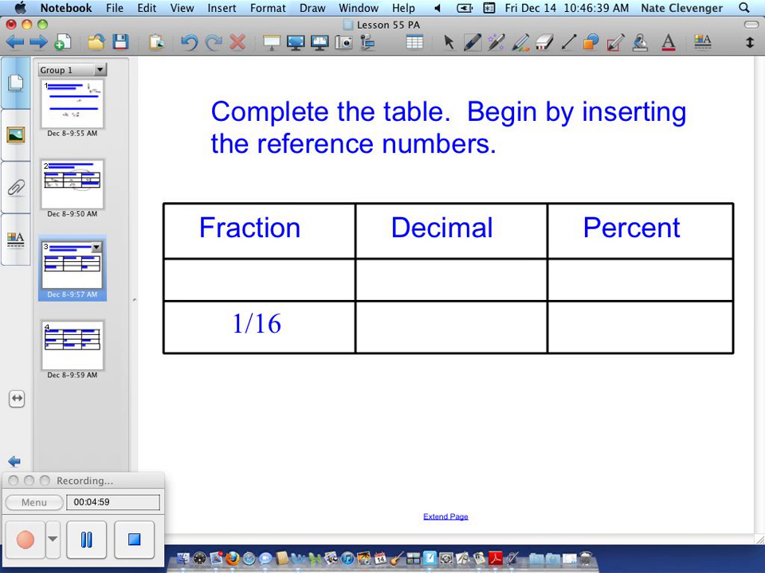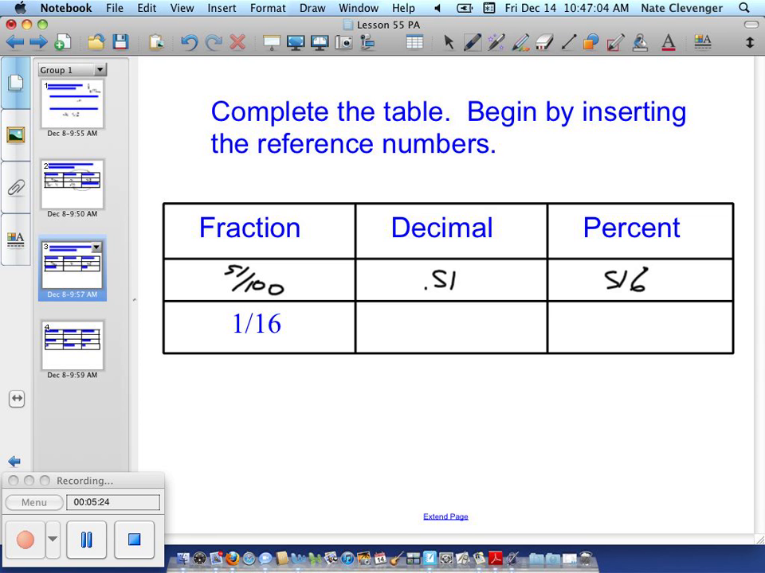Okay, reference numbers, 51 over 100, 0.51, and 51%. You are not going to have to draw a chart for each individual problem. If you look at your book, which you guys do not have open, it's going to show you the chart. You just have to draw the chart that they have, and insert the reference numbers once. I'm doing it each time because that's how I set these up for you to see.